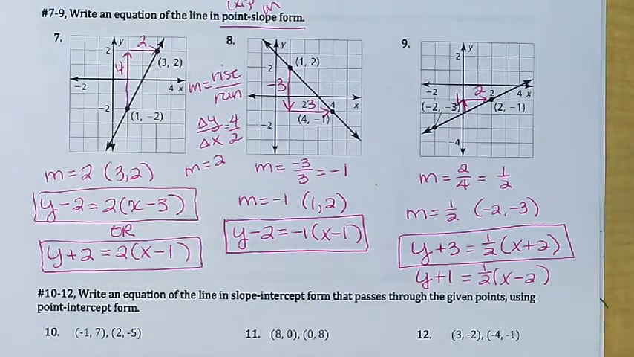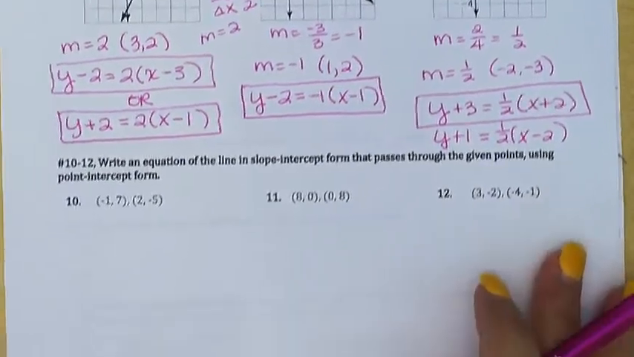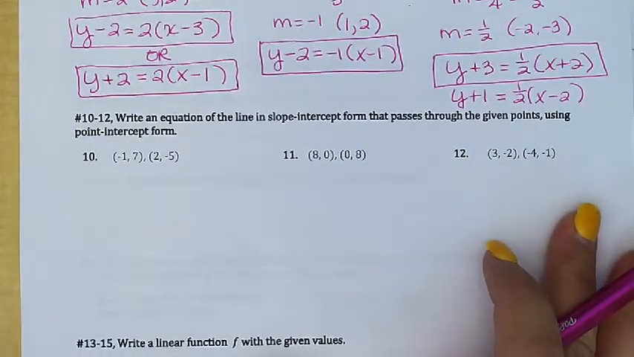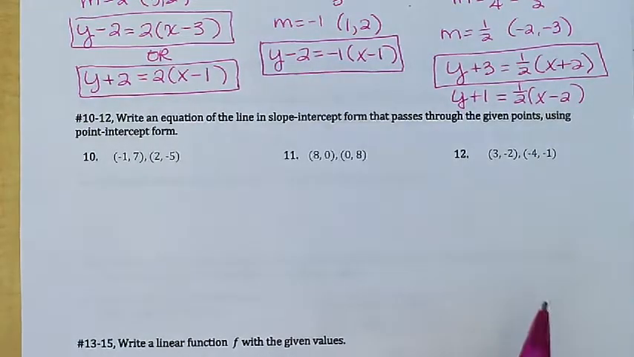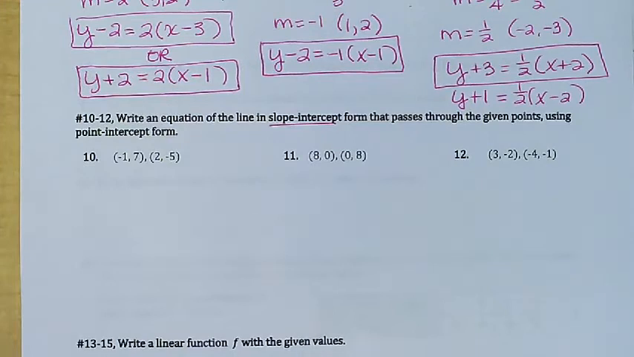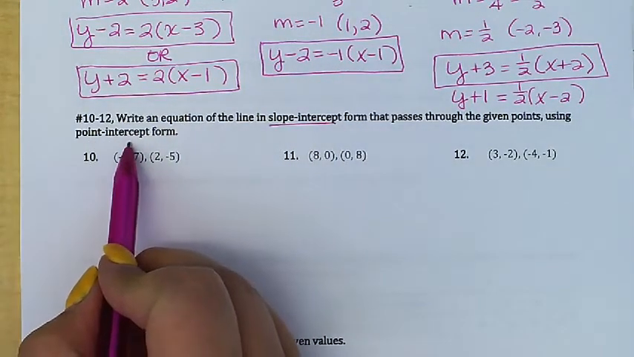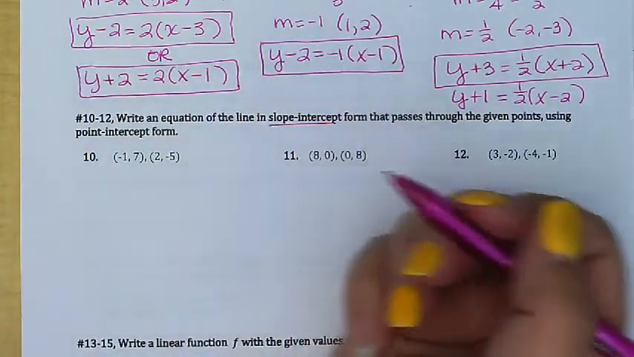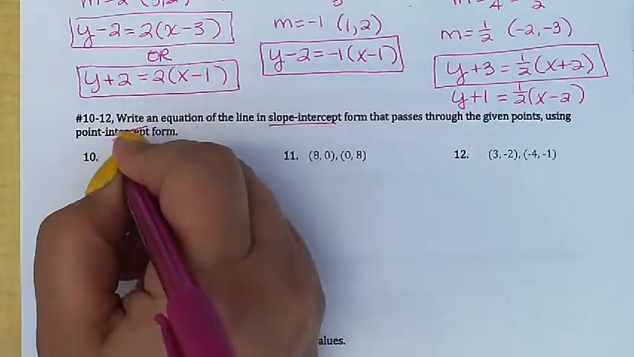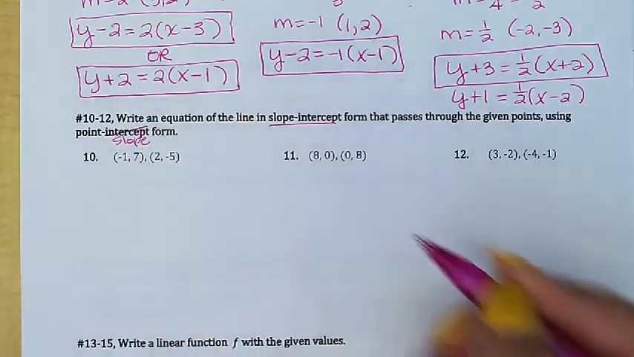Now let's get a little more realistic, right? We're going to write an equation of a line in slope-intercept. So please pay attention there, right? So we're going to write an equation of a line in slope-intercept form that passes through the given points. And we're going to practice how to write it in slope-intercept from point slope. Oh, that's not right. Sorry for the typo there.